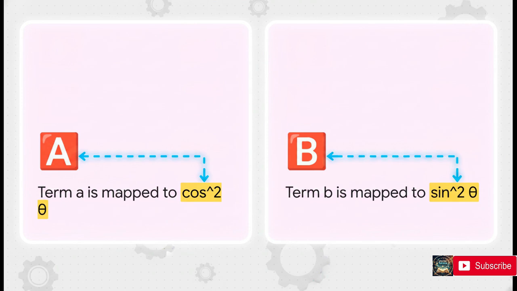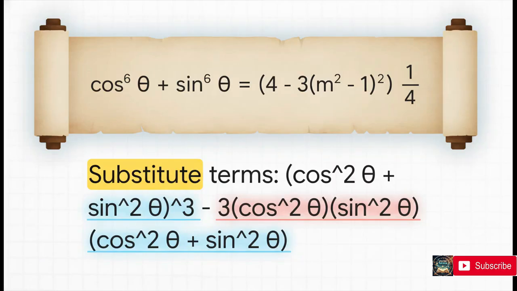In our algebraic formula, a is going to be mapped directly to cosine squared theta, and b is going to be mapped to sine squared theta. Simple as that, right? We're just going to take these specific trig terms and plug them right into our algebra formula. Let's write out that substitution step by step.